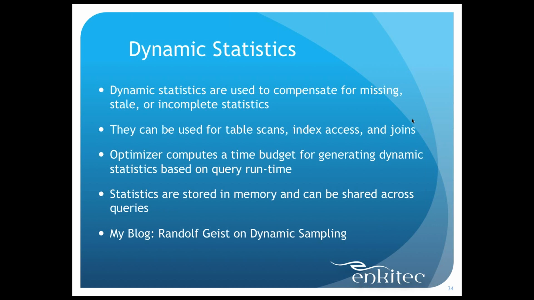And the optimizer computes a time budget for collecting these things at runtime. So statistics are stored in memory and can be shared across queries. So this is a difference for 12C as well.